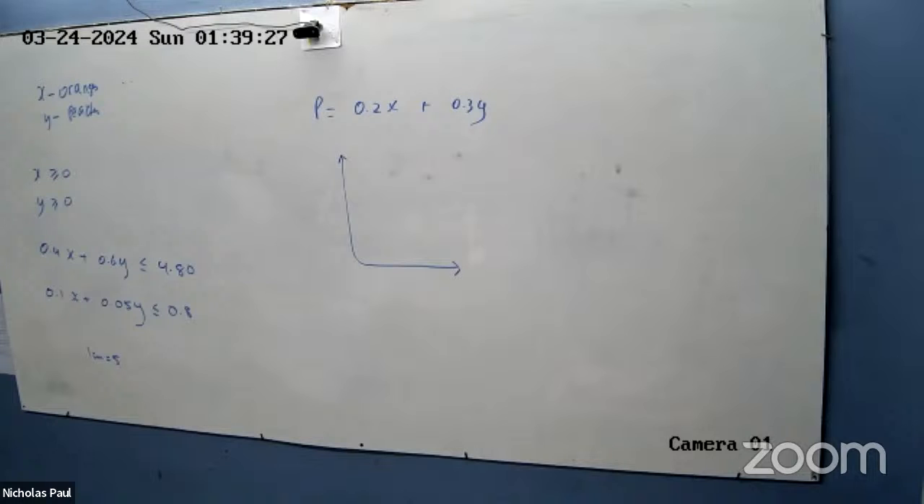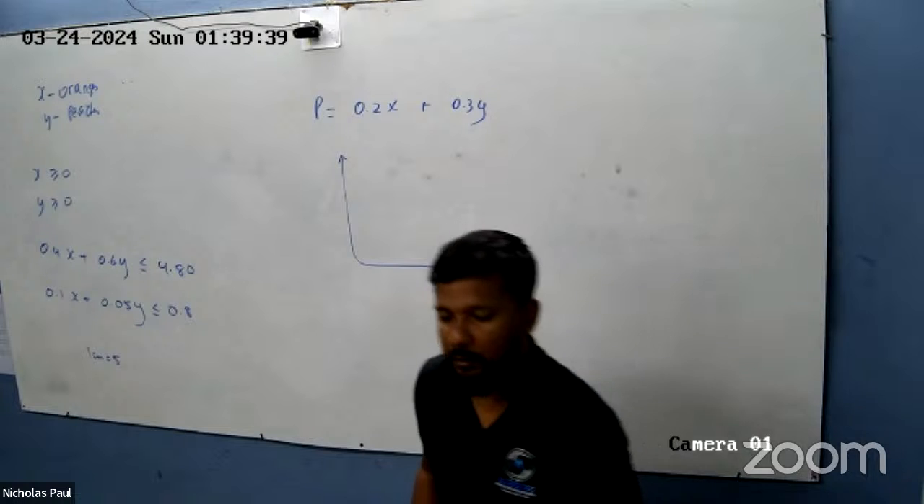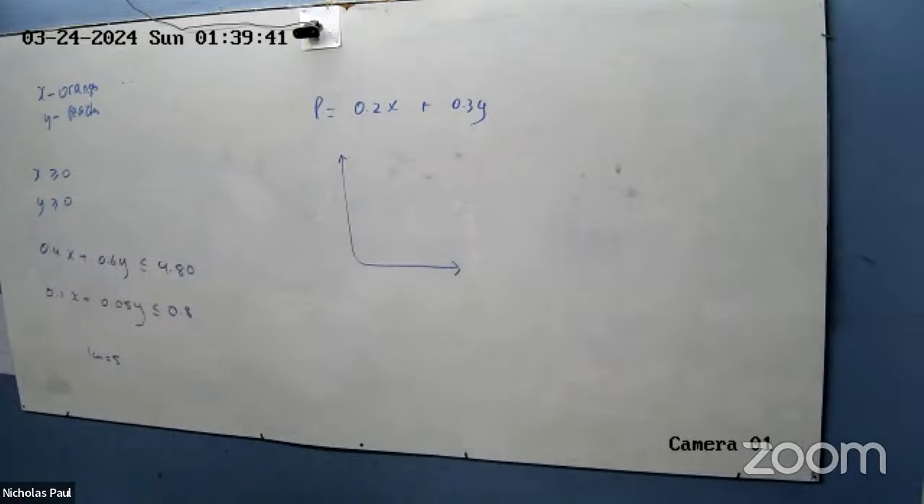Question said use a scale of 1 centimeter to represent 5 units on both axes. What did you use? 1 to 1? No, but yours comes out better because look at how theirs came out. Yeah, 1 to 1 is better.